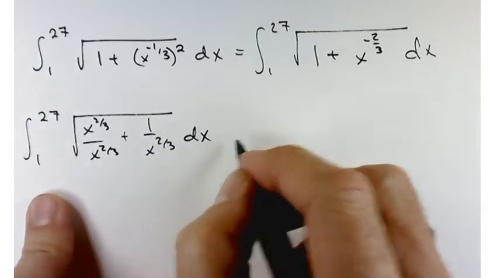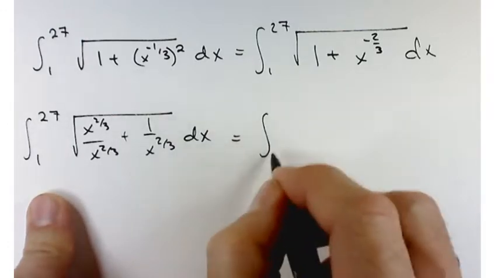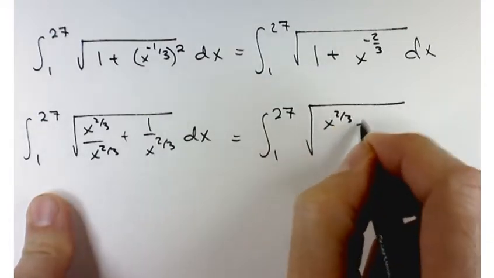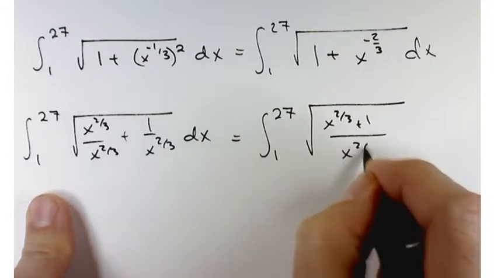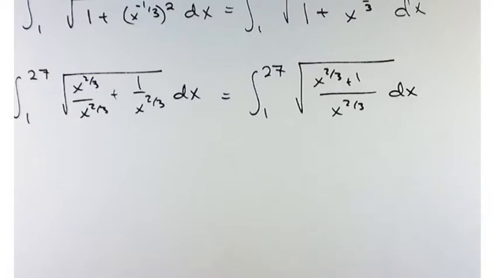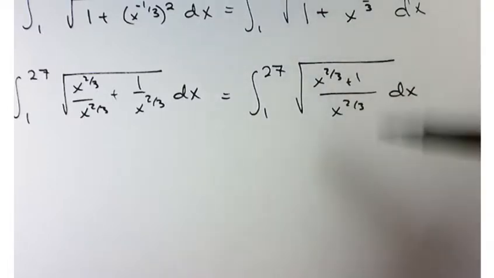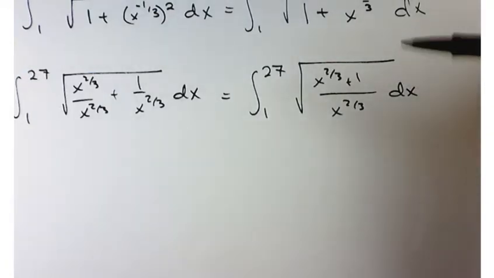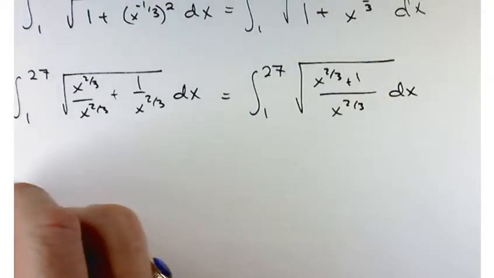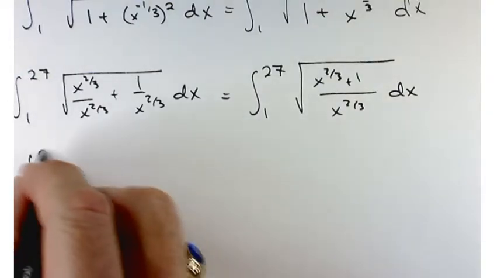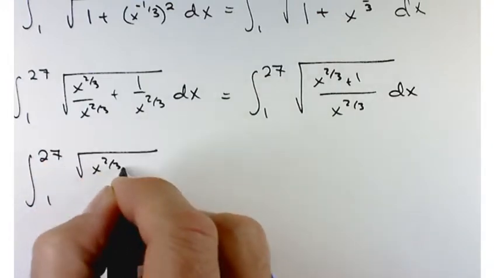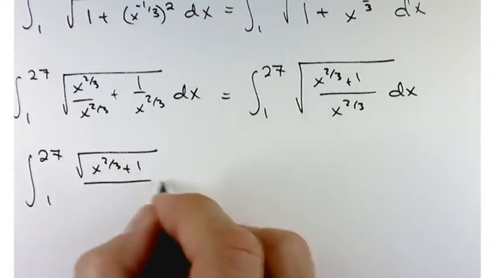Well, I've got common denominators, so I can add the numerators, and I'll get the integral from 1 to 27 of the square root of x to the 2/3 plus 1 over x to the 2/3. Now here's the nice part. We can actually break this up into 2 square roots: square root of the numerator and square root of the denominator. Square root of the denominator is going to work out pretty nice and even. Square root of the numerator, not so much. Not yet. Square root of x to the 2/3 plus 1 over something.